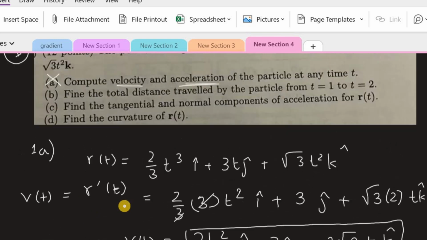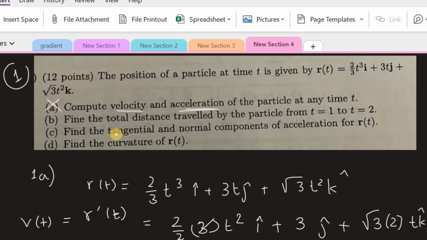So now finally our 1a is done. We have calculated the velocity and acceleration. So we can finally move on to 1b. Oops, we haven't done it yet. Why am I crossing it out?